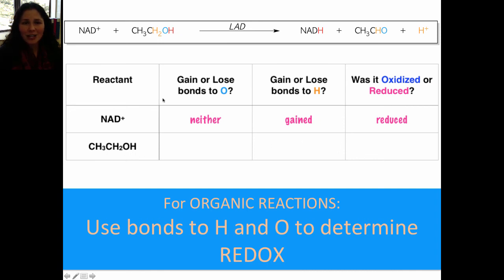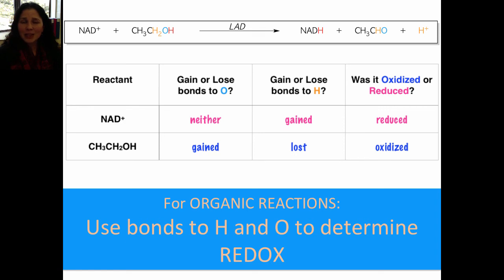Ethanol, we said, gained a bond between the carbon and the oxygen, and if you can't see it in this structure, look at the full structure to see what I mean. But it has gained bonds between carbon and oxygen, and it also lost 2 hydrogens. Therefore, it fits into the category for oxidized. Remember, for organic reactions, you're going to use the bonds to oxygen and hydrogen to determine redox. And for inorganic reactions, you use charge. Make sure you're using the correct rules.